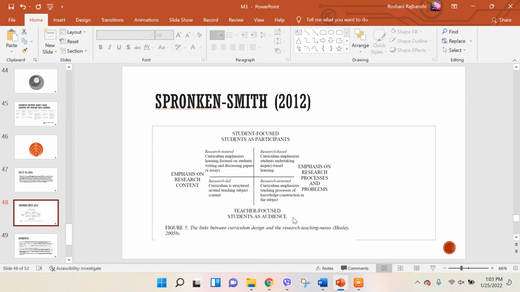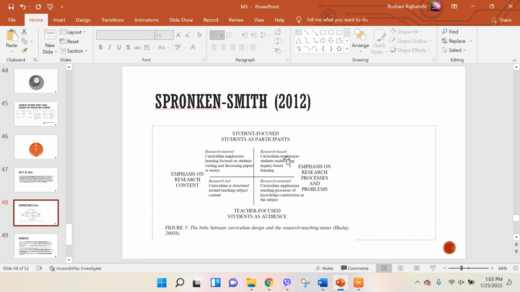So, at the end, I just want to talk a little bit about the student focus, with the student as participant, and the teacher focus, with the student as audience. What are the four dimensions? Emphasis on the research process and problems, and emphasis on the research content. You can read about this one. It shows the links between curriculum design and the research-teaching nexus. This is by Kelly, 2005.